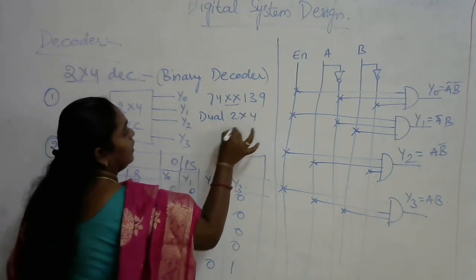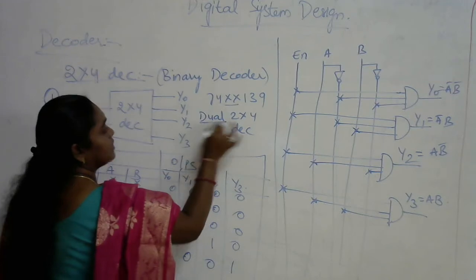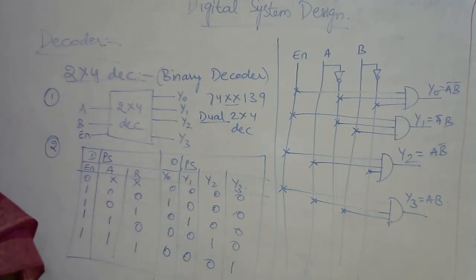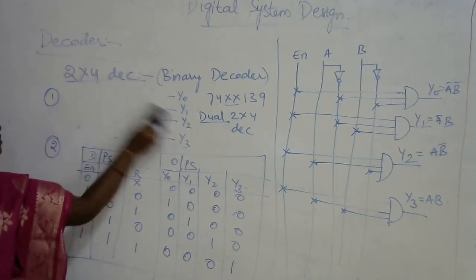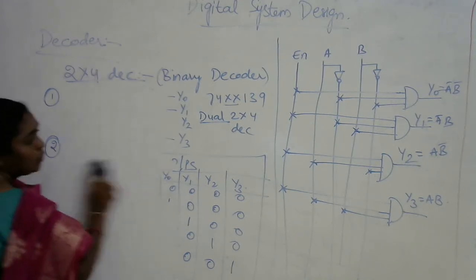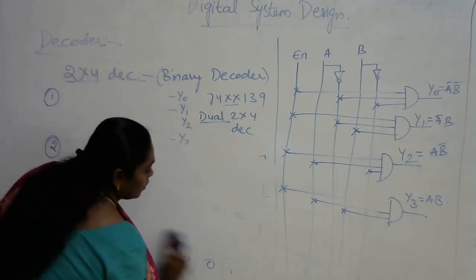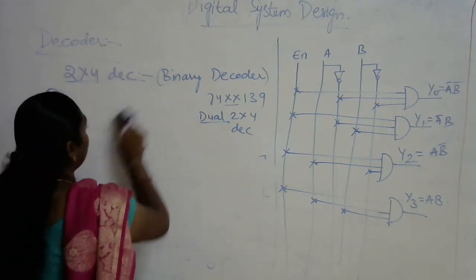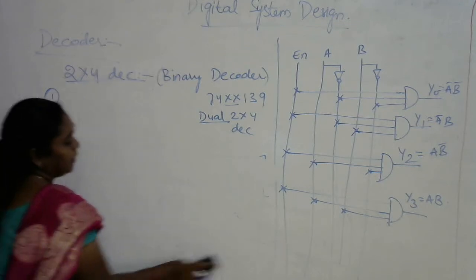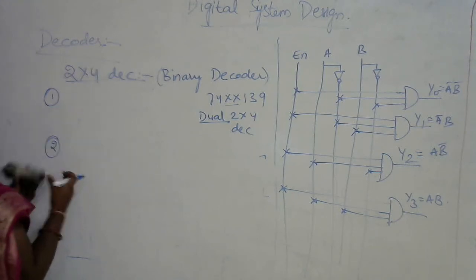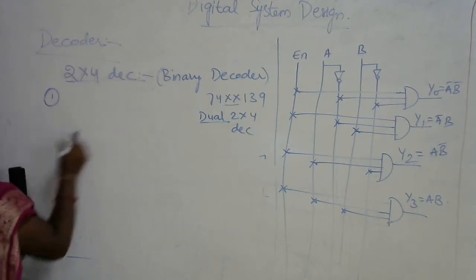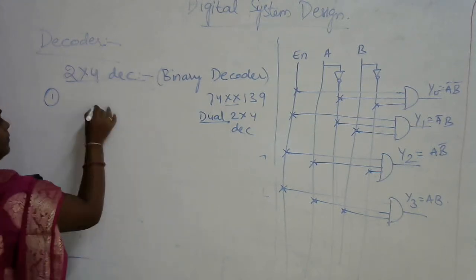So here dual 2 by 4 decoder itself indicates dual is nothing but it consists of two 2 by 4 decoders. Means the 74139 IC consists of how many 2 by 4 decoders? Two 2 by 4 decoders. So as each 2 by 4 decoder consists of two inputs followed by four outputs.